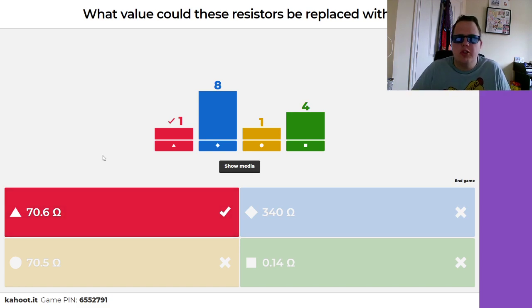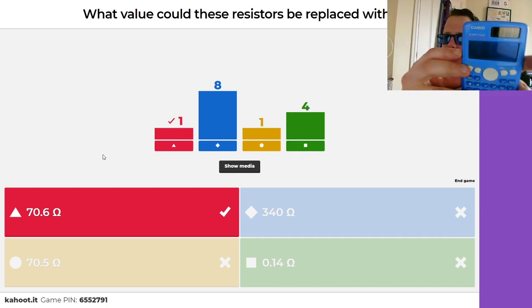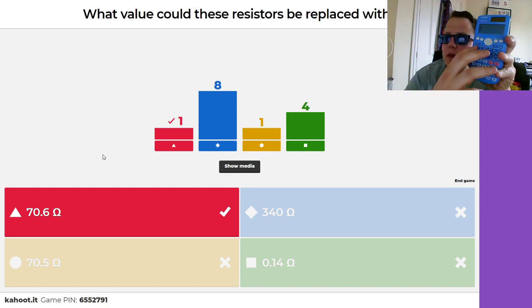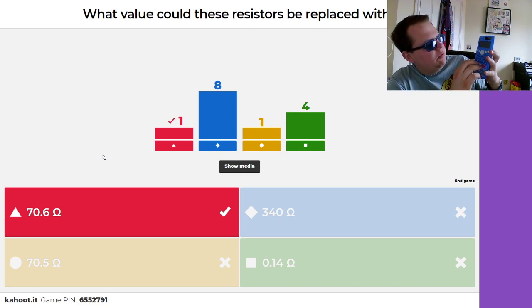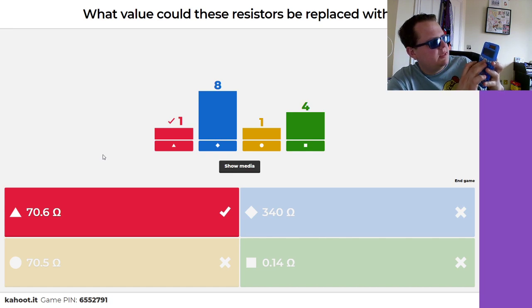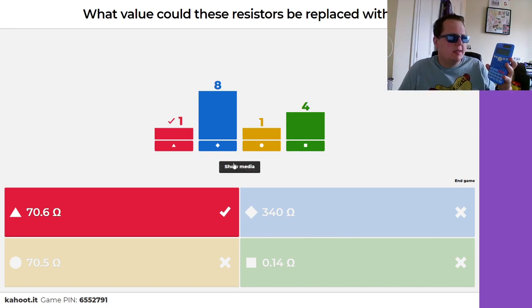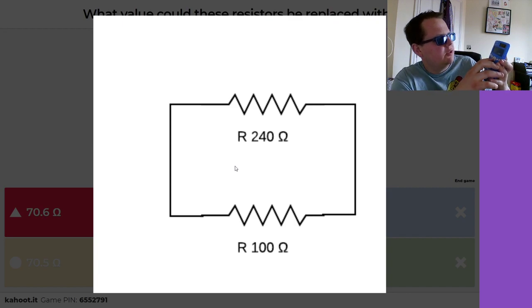So in terms of what you should have done in your calculator, if you've got a calculator to hand, you should have done 1 over 220 plus 240. Let's use the right numbers.